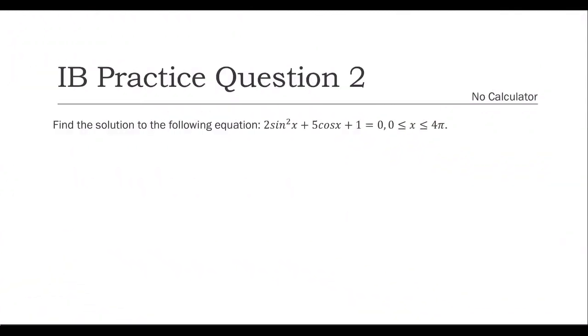Now we have our second IB practice question, which is no calculator. It says find the solution to the following equation: 2 sine squared x plus 5 cosine of x plus 1 equals 0, and that's going to be from 0 to 4 pi.